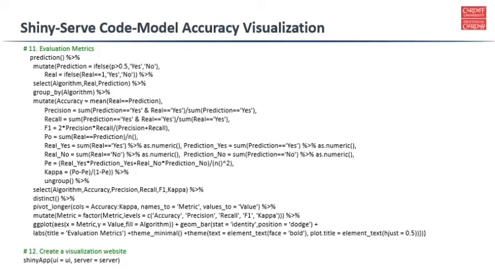Finally, we add a histogram of the value matrix to show the accuracy of the three models in the test dataset. Let's run the last line of code. We can get a Shiny visualization web page. Okay, that's the end of code writing.